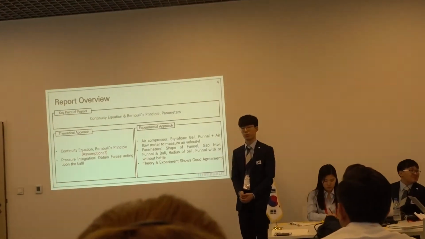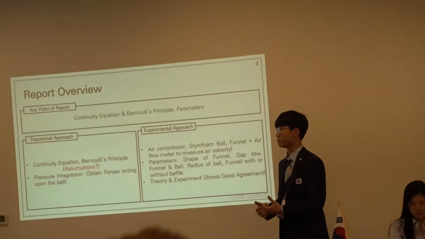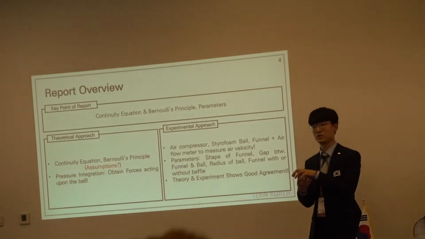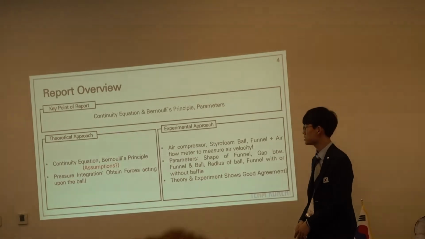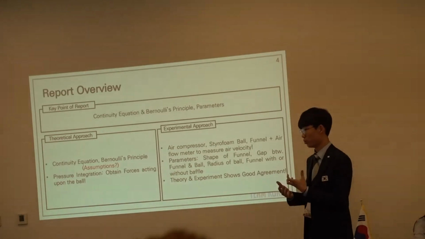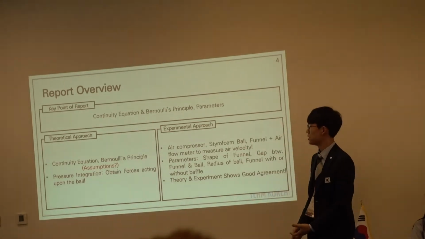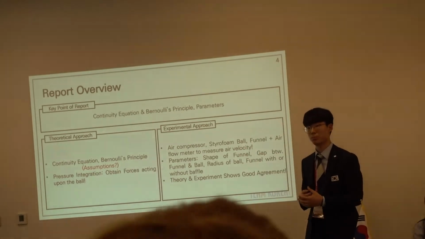So moving on to the report overview, the key points of the report were firstly the continuity equation and the invariance principle for the levitation process of the ball, and then the relevant parameters, which were firstly the weight of the ball and the radius of the ball, and so on. And this is for the theoretical approach. They use the continuity equation and the invariance principle.